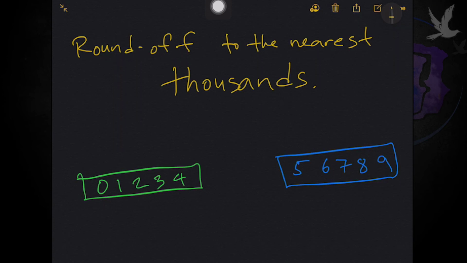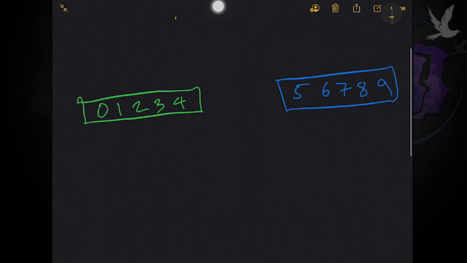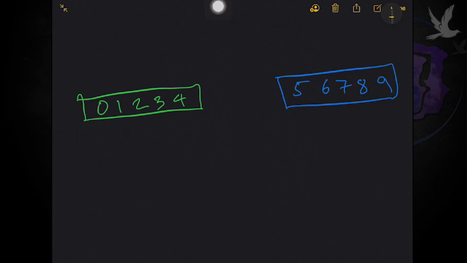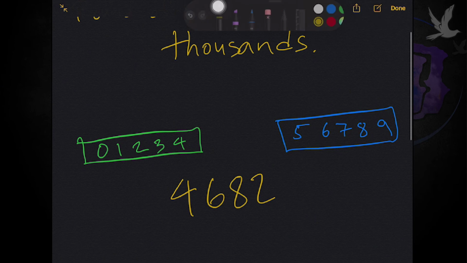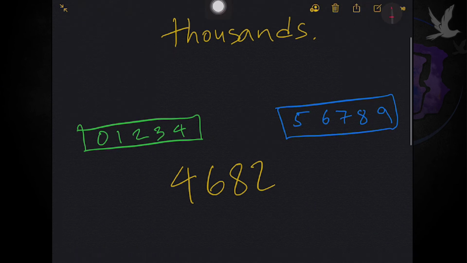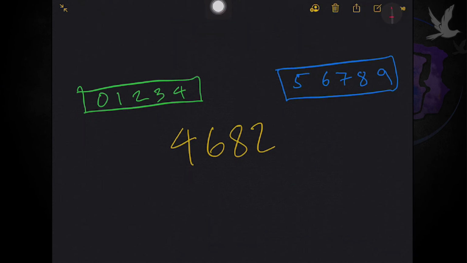Now let's try to change the value to thousands. Round off to the nearest thousand. Okay, again, round off to the nearest thousands. Let's say we have a value of 4,682. Since we are doing thousands, all you have to do first is to identify the value which is in the thousands place. In this case, we have 4.